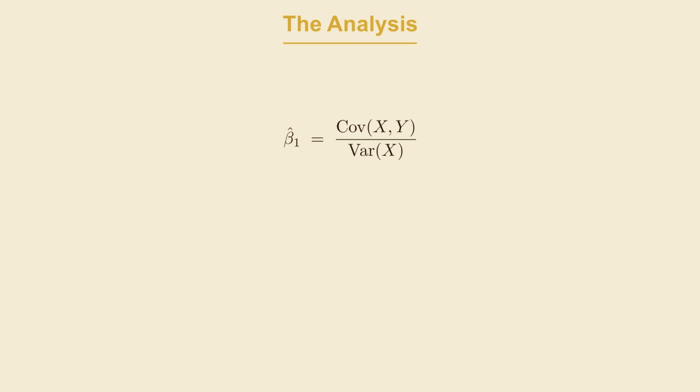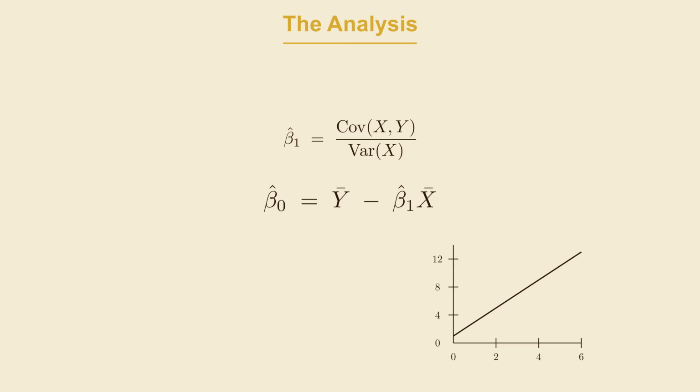The intercept is a little bit easier. Once you have the slope, the intercept is just the average of y minus the slope times the average of x. And this formula tells us something pretty nice. If you plug in the average x, the line hands you back exactly the average y. So the OLS line always passes through the point of the averages, the average x and the average y. No matter what your data looks like, the best fit line is always going to end up running right through the center of the cloud.